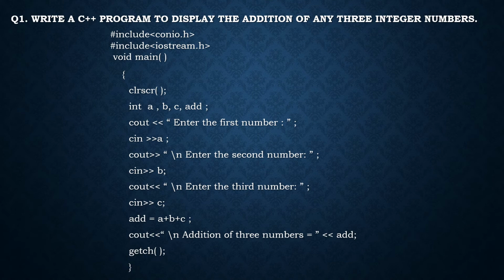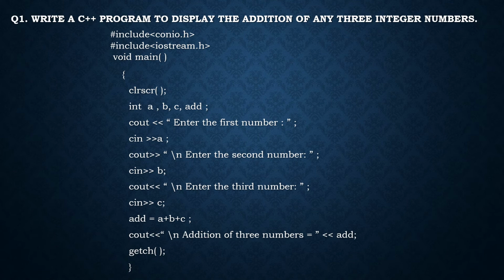Next again you write cout, enter the second number. See, before writing enter, I have written \n. \n is used for a new line. I will show you this in the practical video. For now just remember it like this: \n, enter the second number. Again you write cin for taking the value, and you store it in the second variable, that is b. Next, you take the third number, and that will be stored in your variable c.